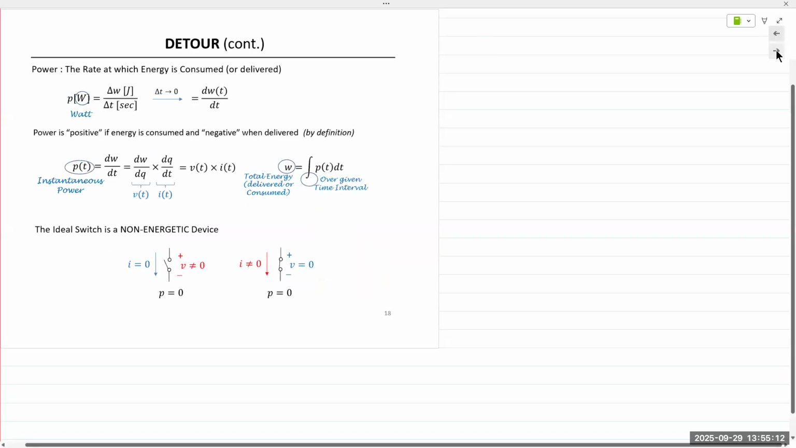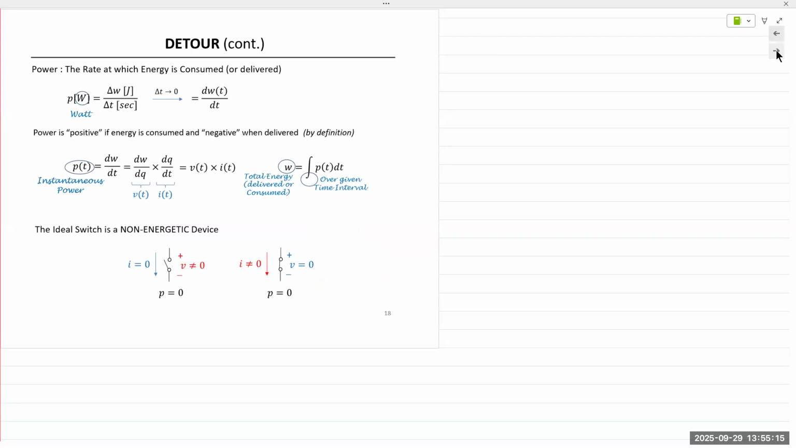All right, power. Power is the rate at which work is done. Hence, delta W over delta T. That means the time rate derivative of the energy, dW over dt. The rate at which work is done, or the rate at which the energy is transferred.